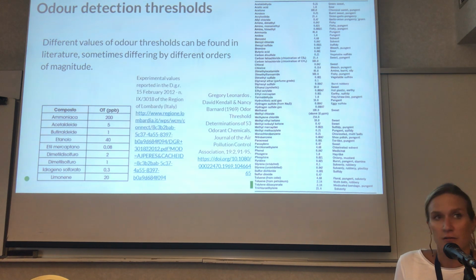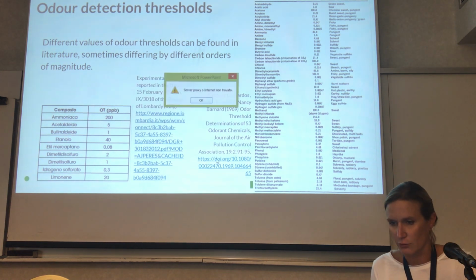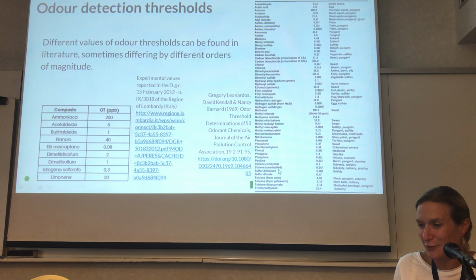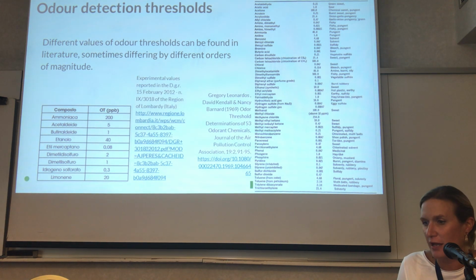I reported here two examples. One is a paper, no, it's not of 1979, I'm sorry, it's 2012. Here you have the link to the paper where you can find the table, and you can see that here there are, just as an example, a lot of different sources for that, a list of chemical compounds with the odor threshold, and also a short description of the type of odor.